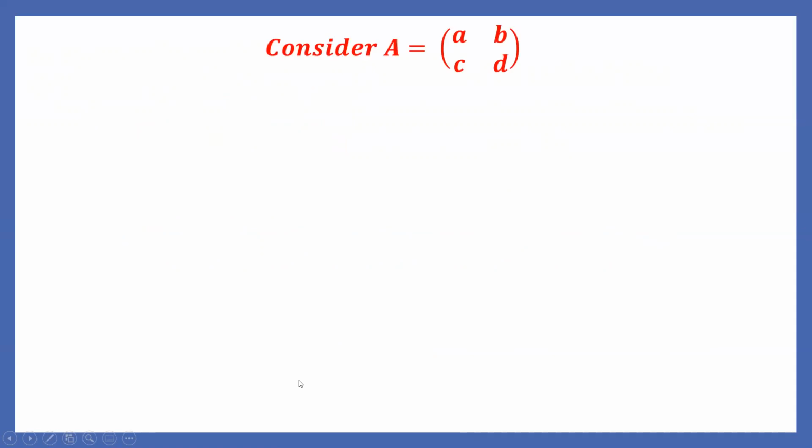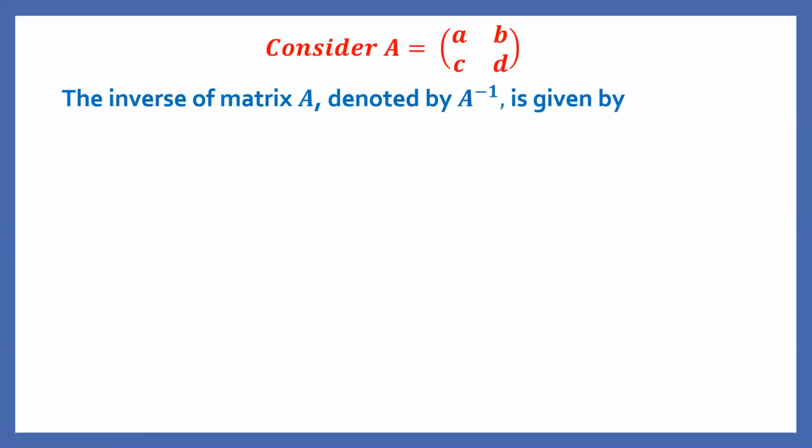Now consider the matrix A with again elements A, B, C, D. You will remember that in the previous lesson, you had learned how to find the inverse of the matrix A. So the inverse is given by 1 over determinant of A, where determinant of A is A times D minus B times C, times the adjoint. Remember, these two will swap places and these two will change sign. So the inverse of matrix A, given by A inverse, is here.